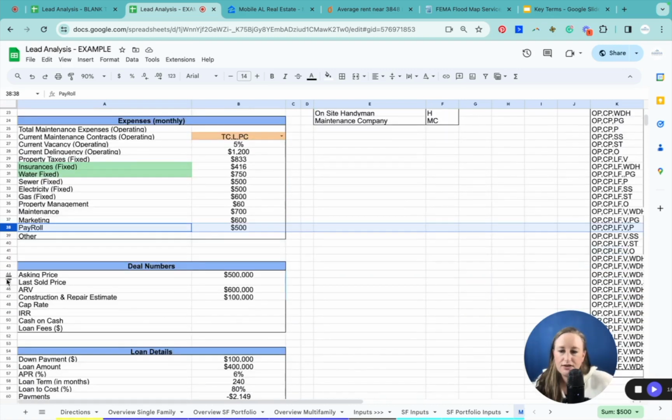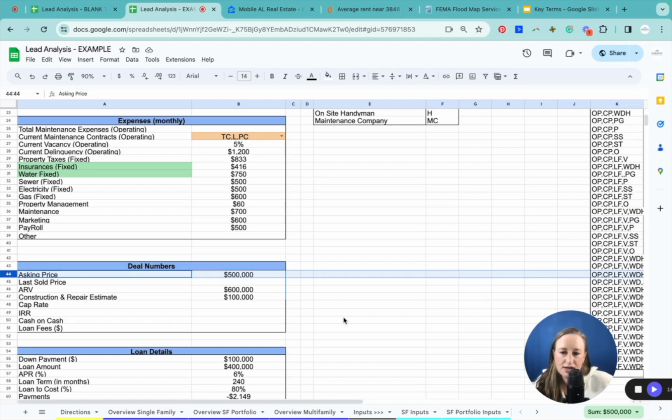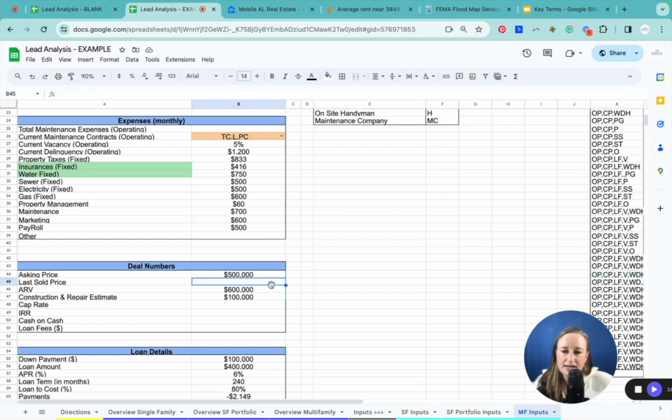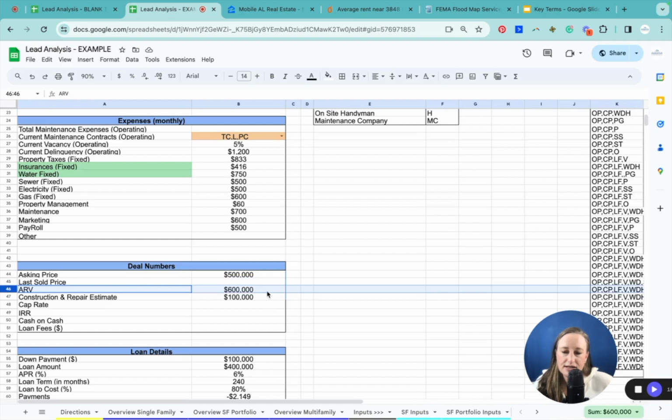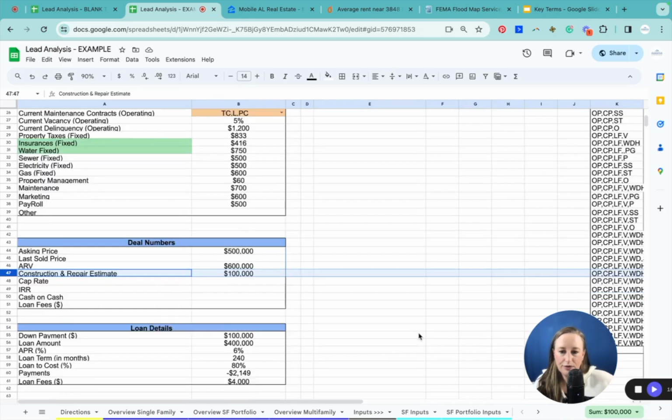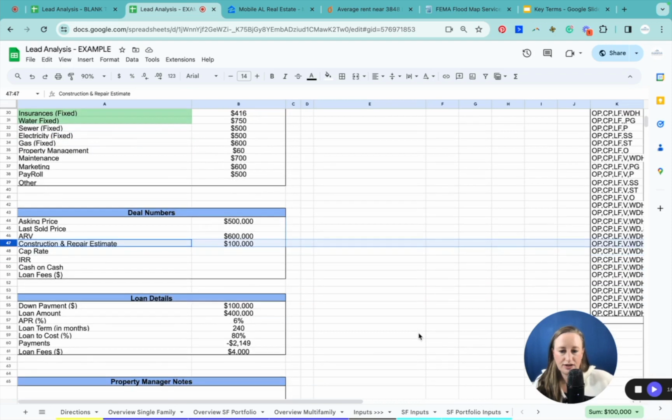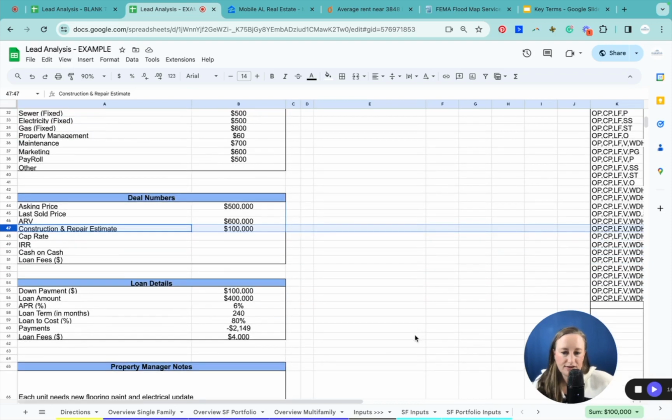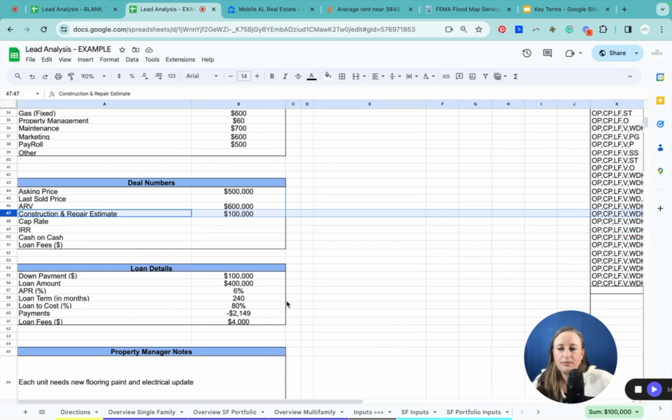Then you have your big deal numbers. This was not for sale, but I just made it up that, if they were asking $500,000, the ARV is probably around $600,000, and it would cost about $100,000 in construction and repairs. So this is just a theoretical problem. I don't think it's for sale, but I just want to go through the exercise.